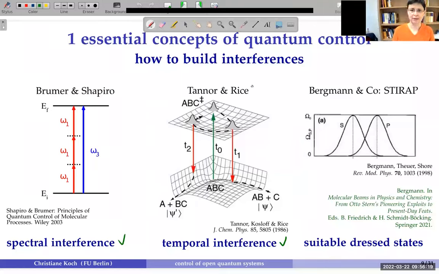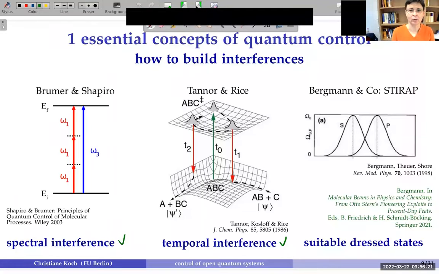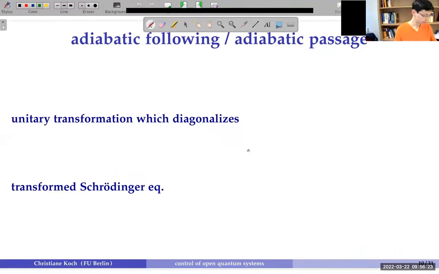the dressed states and the idea of adiabatic following. So let's consider a Hamiltonian. It's very similar to what we've discussed before. We have a drift, so the field-free term H0, and then an interaction, and now let me write this to be really general as W. And let's not restrict ourselves to a two-level system. It could be n-level, whatever you choose.